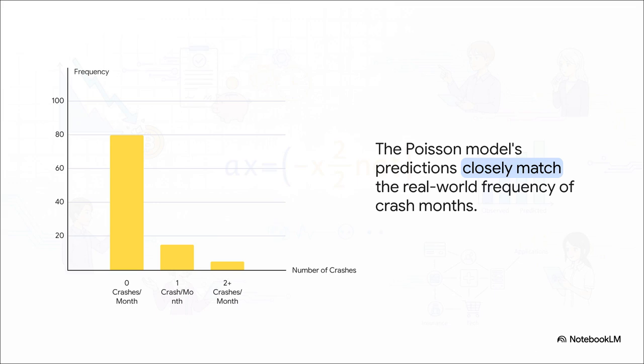But here's the million-dollar question. Did the model actually work? Does it match reality? And the answer is, yeah, it worked beautifully. This chart shows it all. The frequencies that our model predicted, for months with 0 crashes, 1 crash, or more, line up almost perfectly with what was actually observed in the real world. The pattern was there all along, hiding in the randomness.